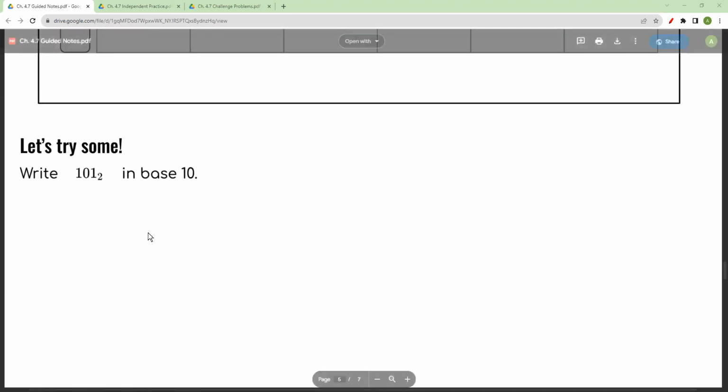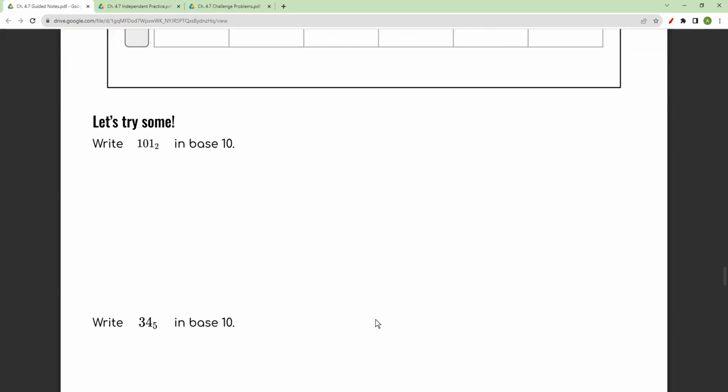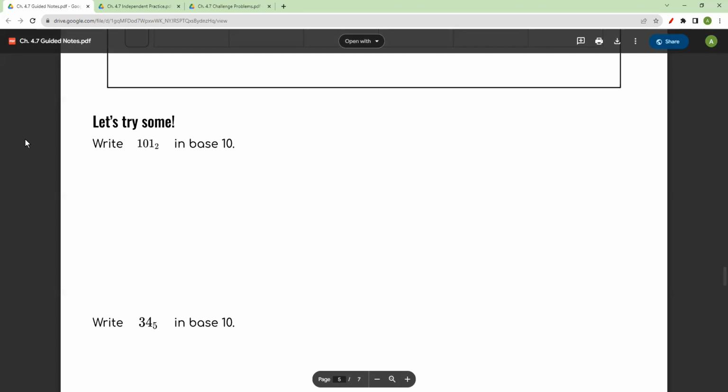Okay, so let's try some. The question is, let's write 101 base 2 in base 10. So there's a process to do this, and it's going to be the same kind of every time. If you need to take a number in a different number system and write it in base 10, you have to start by using the place value chart. So set up a place value chart for base 2.